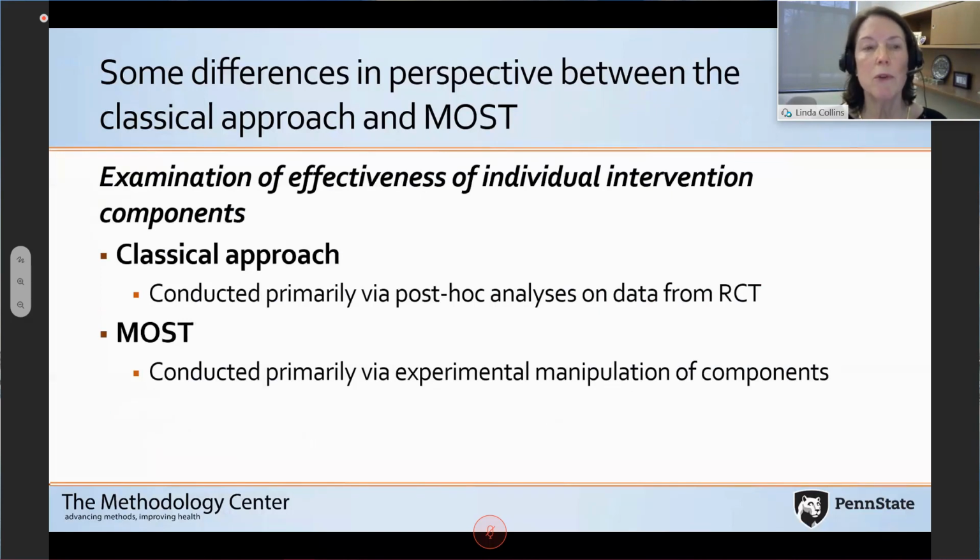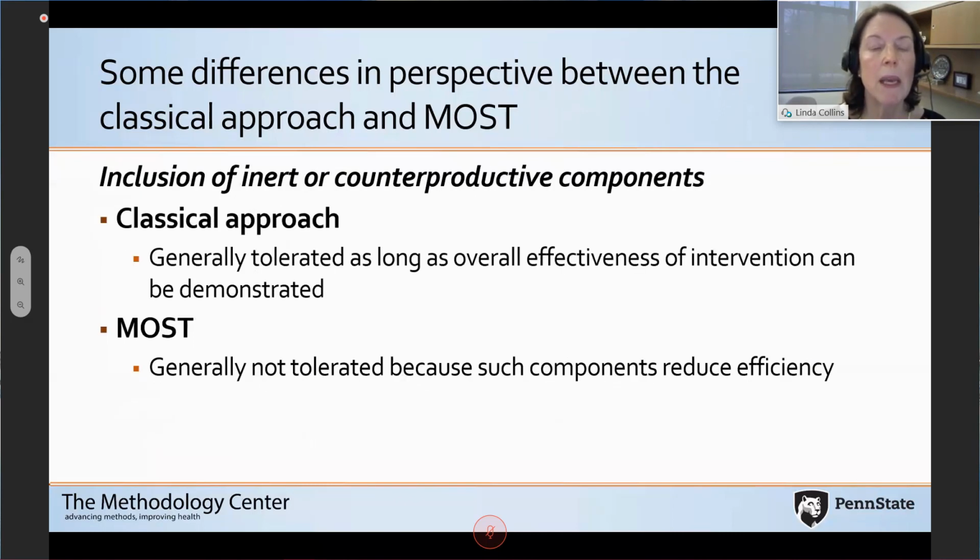Examination of the effectiveness of individual intervention components. In the classical approach, that's done primarily by conducting post-hoc analyses on data from an RCT. In MOST, that's done before the RCT, and it's done primarily by means of experimental manipulation of components, direct experimental manipulation of components.